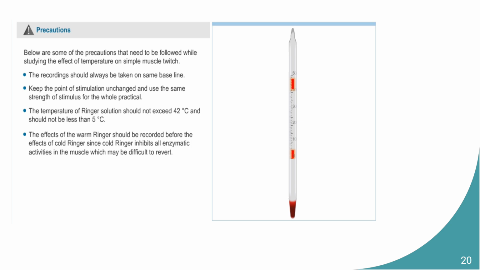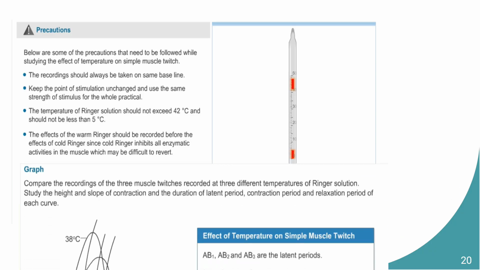And the temperature of Ringer solution should not exceed 42 degrees centigrade, and it should not be less than 5 degrees centigrade, because we know that if the temperature is more than 42 degrees centigrade, all these muscle proteins will be denatured, so the contraction will be improper. The effects of warm Ringer solution should be recorded before the effect of cold Ringer solution, since cold Ringer inhibits all enzymatic activities in the muscle, which may be difficult to revert.